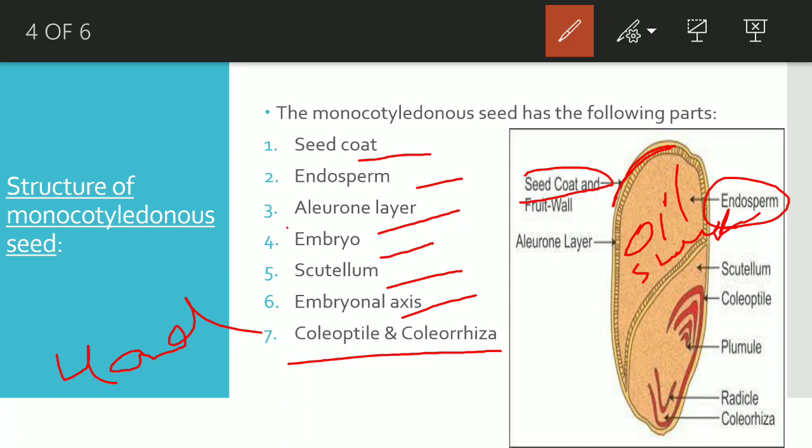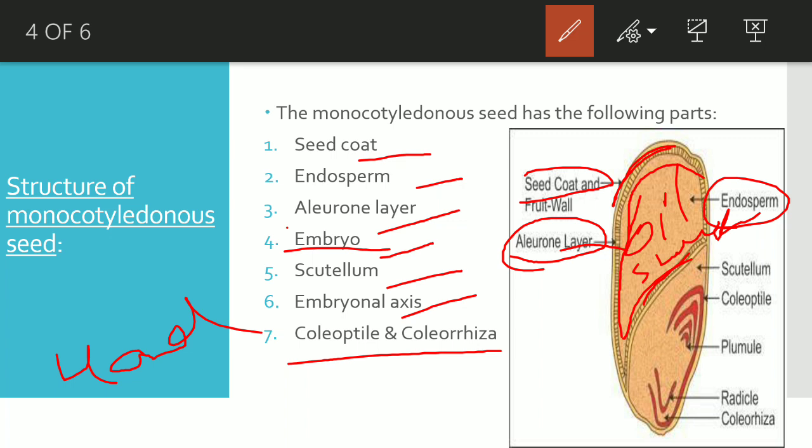The third one is aleurone layer. The outer covering of endosperm that separates the embryo by a proteinaceous layer. This layer is known as aleurone layer. Now the fourth one is embryo. The embryo is small and situated in a groove of endosperm.